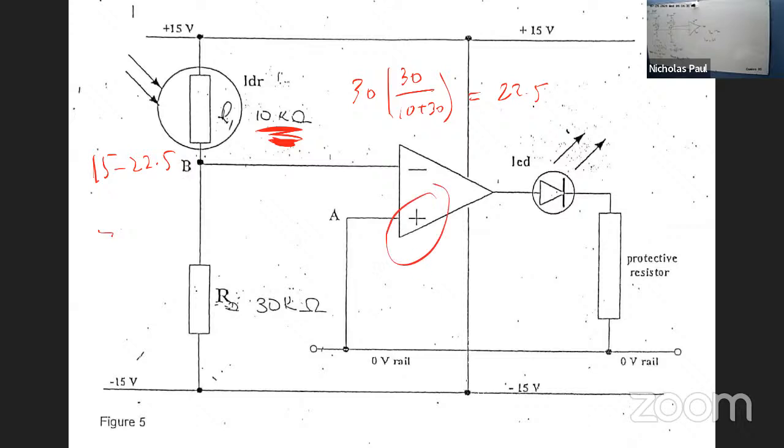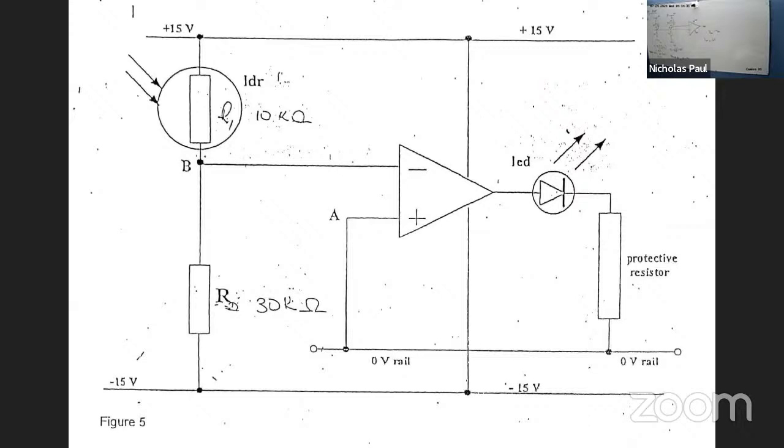You may not have done this as yet, but this here is called an LDR. It's a light dependent resistor. So the resistance is not always 10 ohms. The more light on it, the more it changes the resistance. That's why it's called a light dependent resistor, LDR. But we'll do that later on.